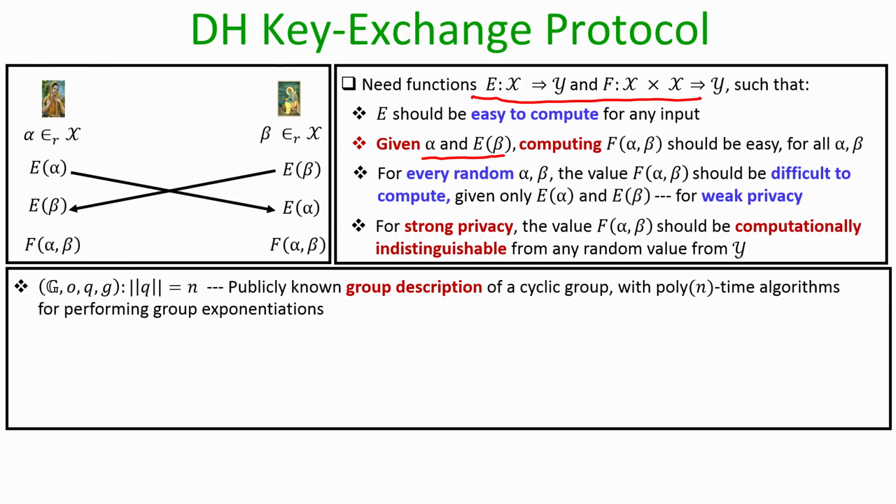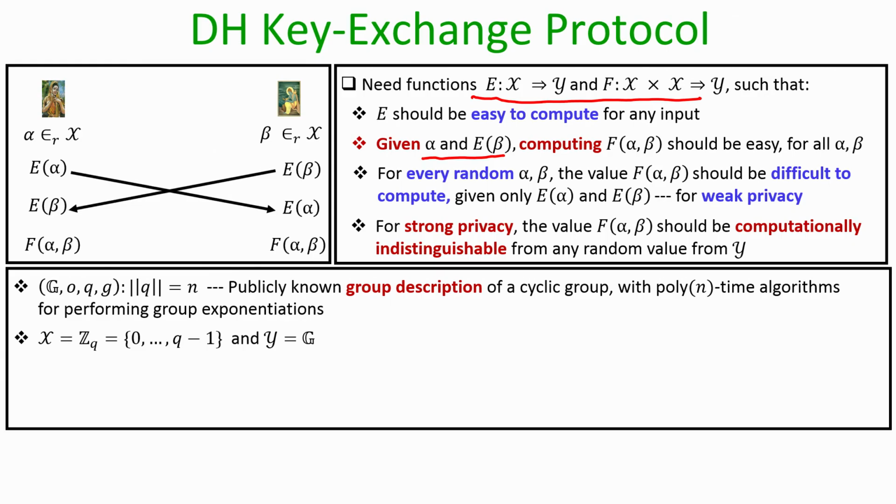Now, let us see how exactly we can instantiate these functions E and F that we have in this abstract Diffie-Hellman key exchange protocol. So, the public setup that we assume is available with the parties is the description of a cyclic group, and by the description I mean the group operation, the size of the group and one of the generators, and we assume that the number of bits needed to represent the value q is n.